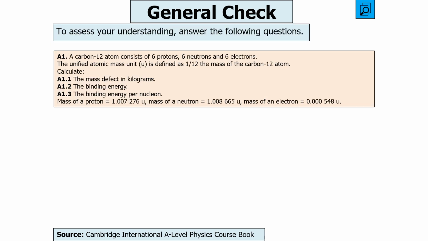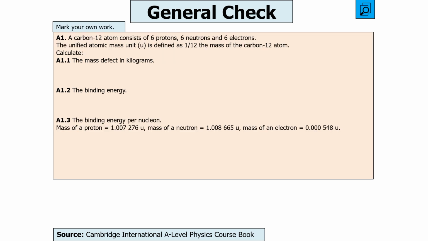The next question says, a carbon-12 atom consists of 6 protons, 6 neutrons, 6 electrons. The unified atomic mass unit U is defined as 1/12 of the mass of a carbon-12 atom. Calculate the mass defect in kilograms, the binding energy, and the binding energy per nucleon. So pause the video now, then unpause the video when you want to go through your answer.